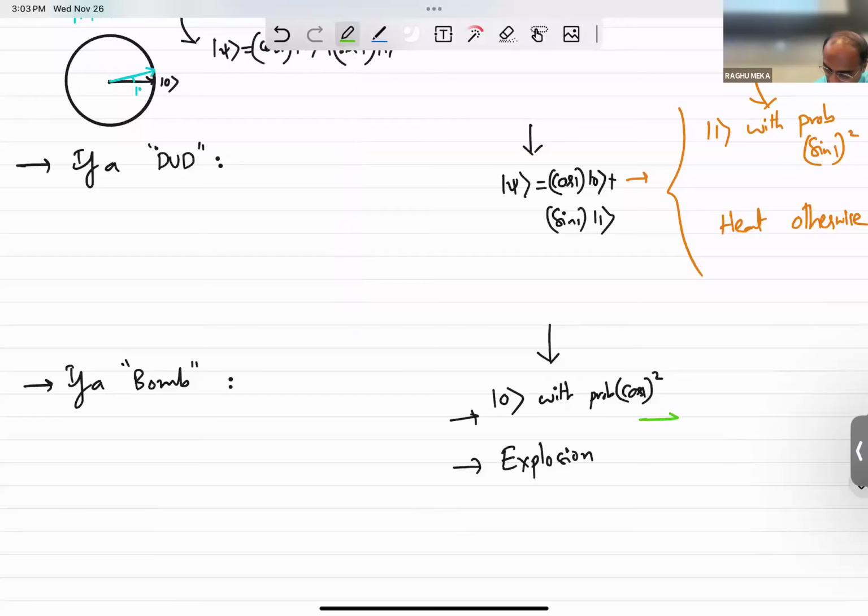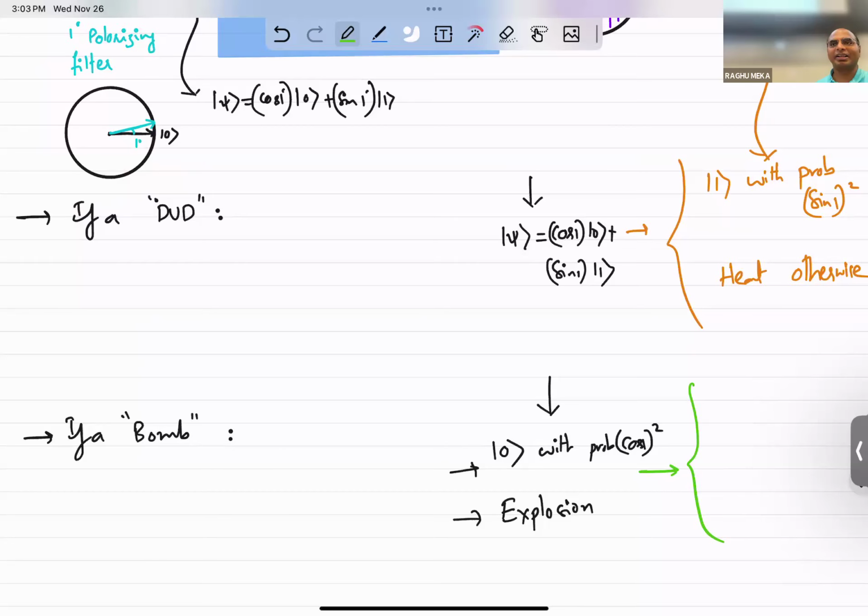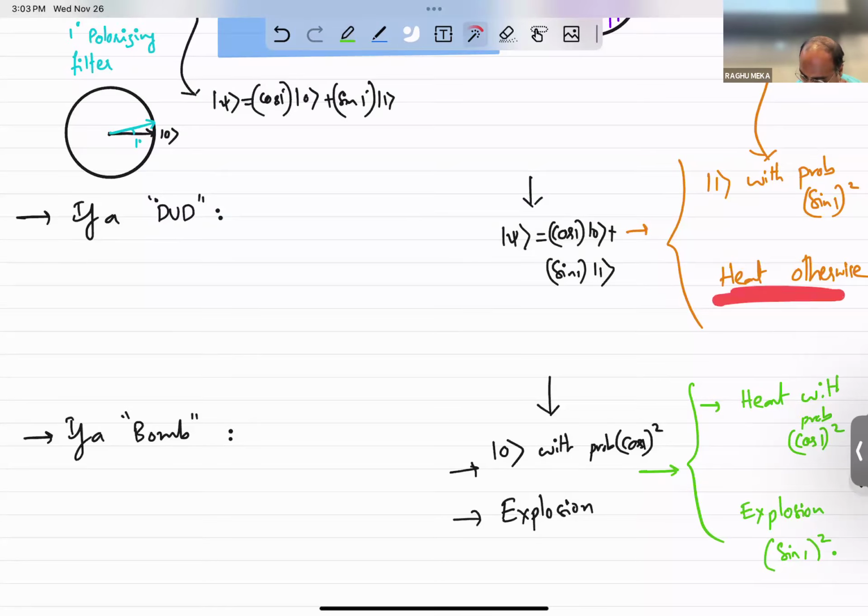All right. Now, what does this mean? When I send in the vertical thing, it's just going to eat it up, right? Completely converted to heat. So I will just see heat with probability cosine 1 whole squared, or I would see an explosion with probability sine 1 whole squared. Okay, so the chance of an explosion is similarly small, and you can potentially detect it, right? So in both cases, if there's heat, you can't tell which case you were in. But if you see a light, then you know it was a dud.